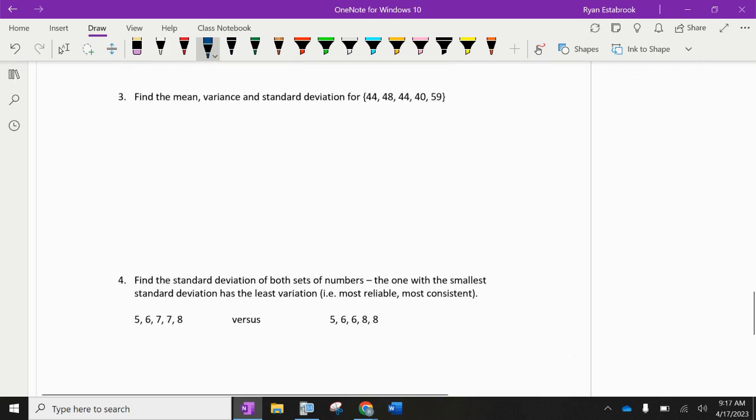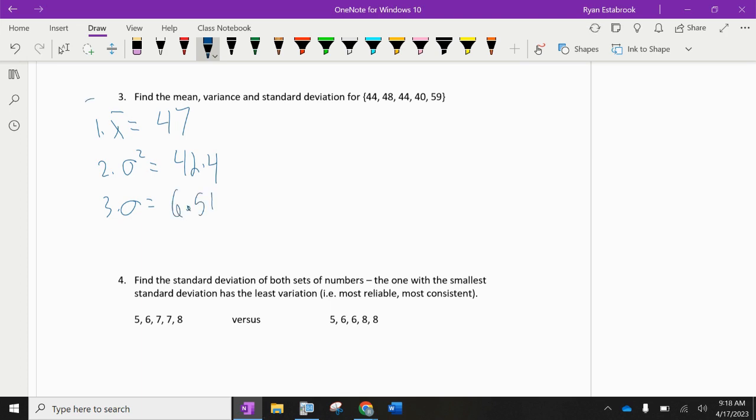Go ahead and pause the video and see if you can calculate the mean, the variance, and the standard deviation for this one. You might want to verify that your mean is 47. If you didn't get that as your mean, then the other numbers will come off. Calculate your whole variance, 42.4. Then the square root of that is 6.51. So again, you can check with those. But that's how we're finding our mean, variance, and standard deviation in the set.